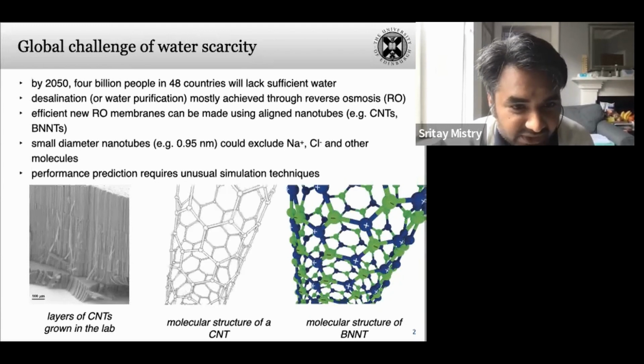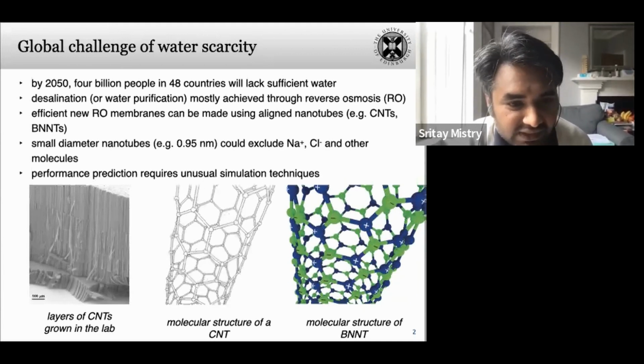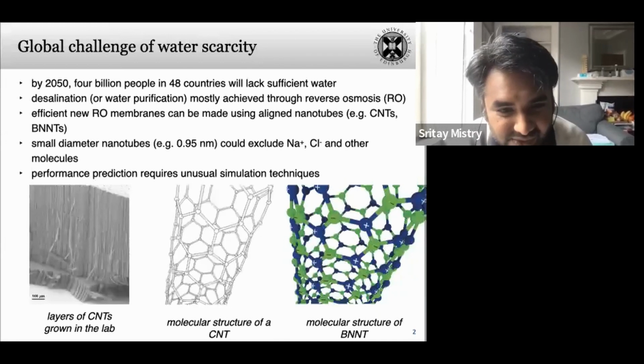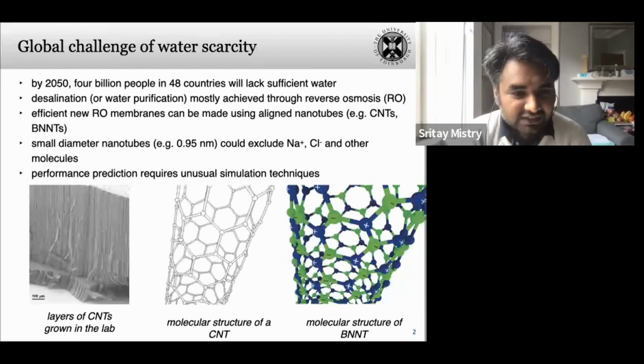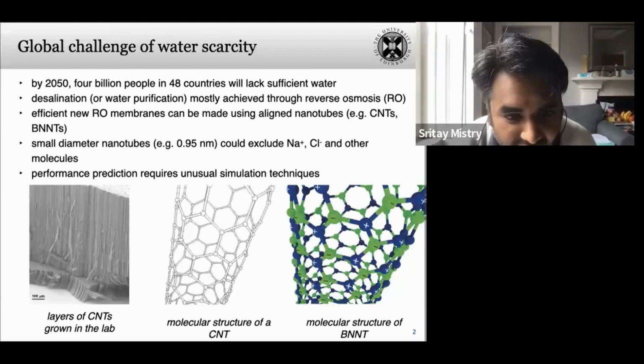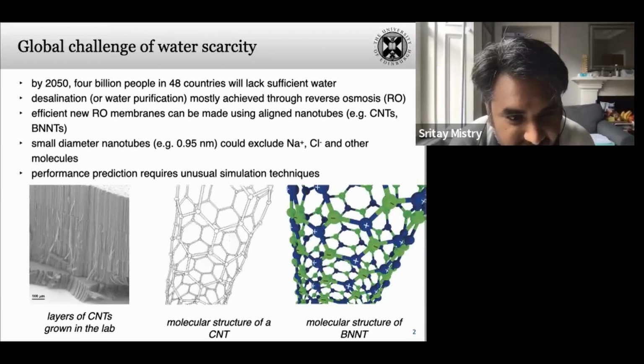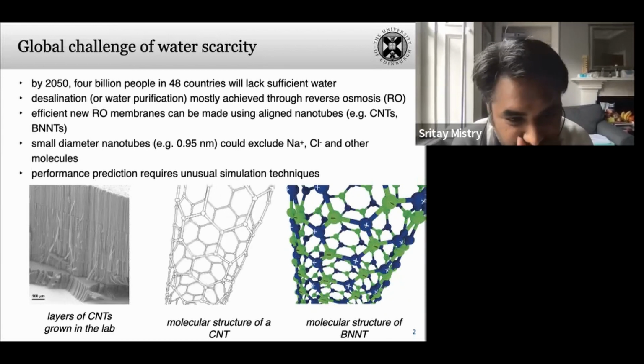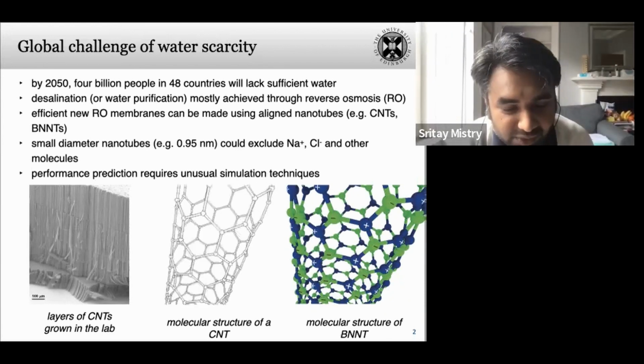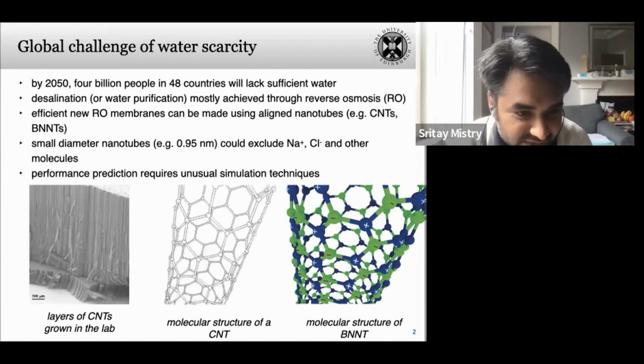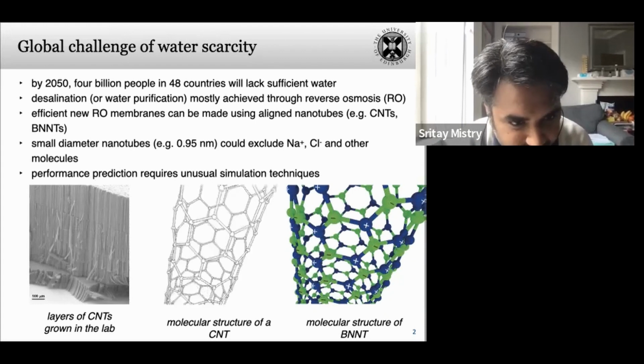Efficient new RO membranes can be made using these new materials, aligned nanotubes of carbon and boron nitride. You need very small diameter nanotubes, less than 1 nanometer, a few angstroms, to be able to exclude these sodium and chloride atoms and all the other small molecules. And when you're talking about these very small systems, which are less than a nanometer, you obviously need something like molecular dynamics to try and simulate these. So that is what I do. I use molecular dynamics to study these systems.